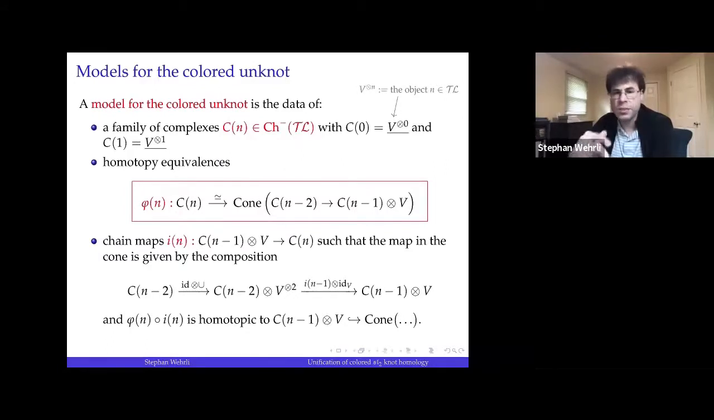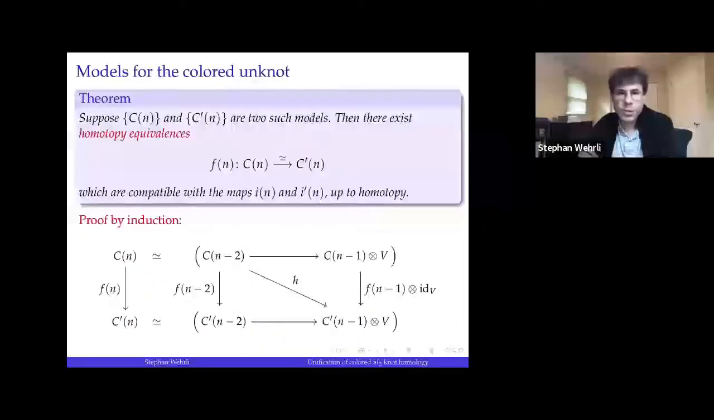And now the point is that we can prove that such models are unique. So if you have two such models, then there are homotopy equivalences between the Cn. And the proof is actually easy. It's just induction. You have two models. You know that Cn can be expressed as a cone. You know that C prime n can be expressed by a cone. And by induction, you have homotopy equivalences here. And now you can use these homotopy equivalences together with some homotopy to construct a homotopy equivalence between Cn and Cn prime. So models are unique.